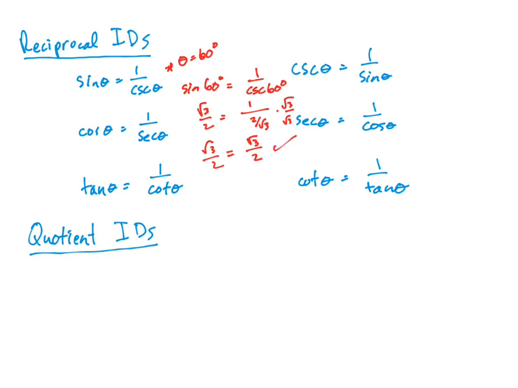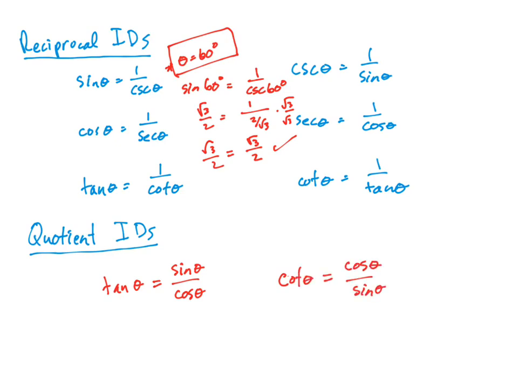So that same idea is going to work for all of these reciprocal identities. And in fact, any identity we have, if we pick an angle, substitute it in, the left side is going to equal the right side. And then lastly, we have the quotient identities. We can write tangent of theta as sine of theta over cosine of theta. And then cotangent of theta is just the reciprocal of that, cosine of theta over sine of theta.